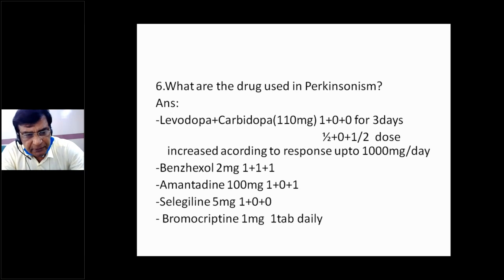So these are the 5 drugs: levodopa, benzhexol, amantadine, selegiline, and bromocriptine. These are the 5 drugs used in Parkinsonism. But the most commonly used drug is levodopa carbidopa, and then benzhexol, then amantadine, then selegiline, then bromocriptine.